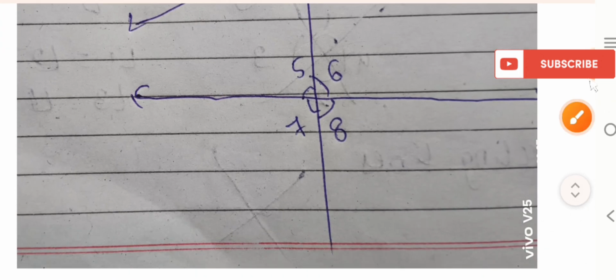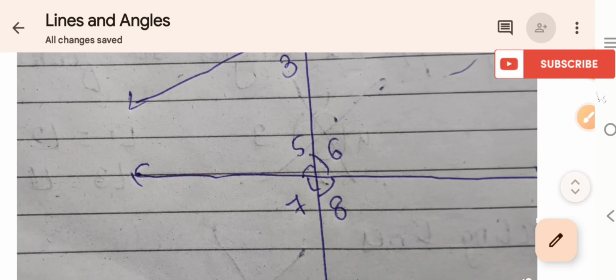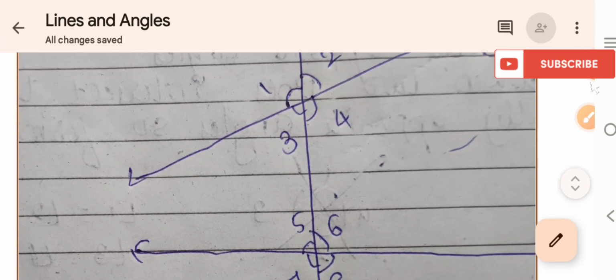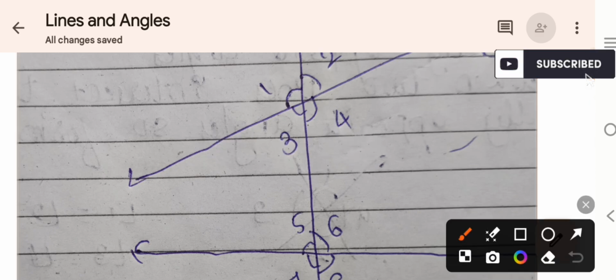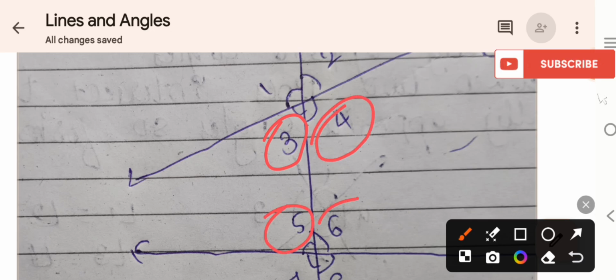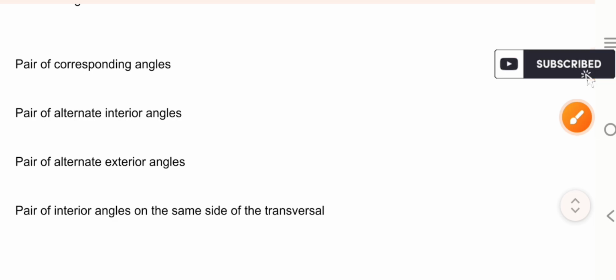Next one is pair of interior angles on the same side of the transversal. On the same side are 3 and 5, and 4 and 6. They are said to be pairs of interior angles on the same side of the transversal.